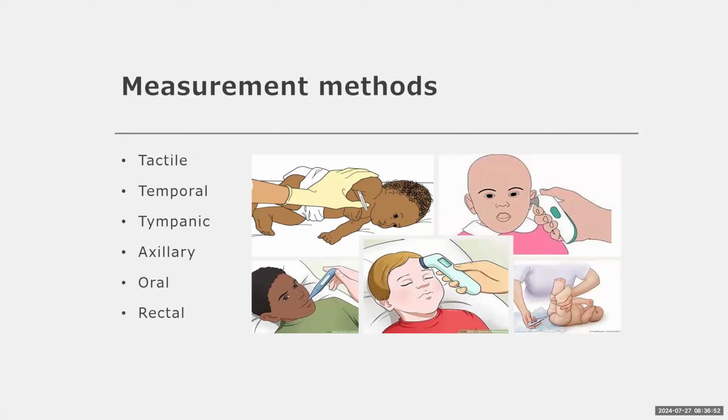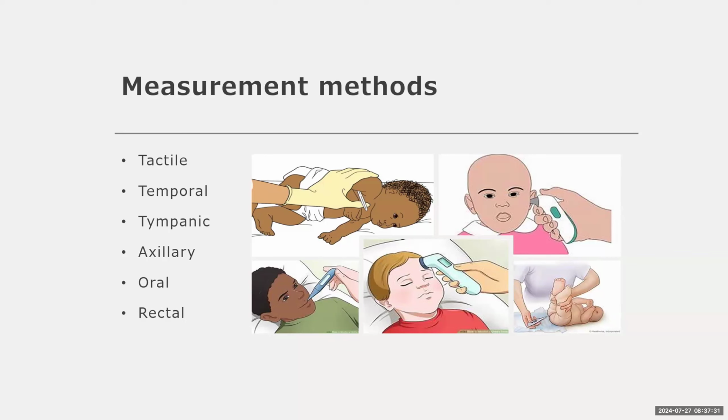All right. So, measurement methods. Why is it important? Because as I mentioned above, the definition of fever changes depending on your measurement method and depending on your patient group. So this is one of the most common ways we would measure temperature in children. Tactile means that you just touch the patient and they feel warm to your touch. Temporal is using infrared to measure the temperature on the forehead. The temporal is the bone in your forehead, and that's why we call it temporal.